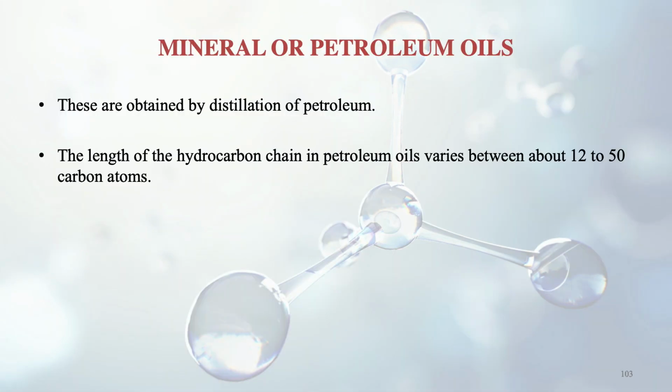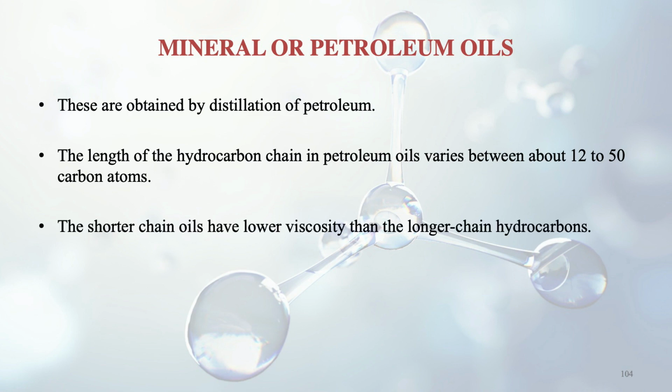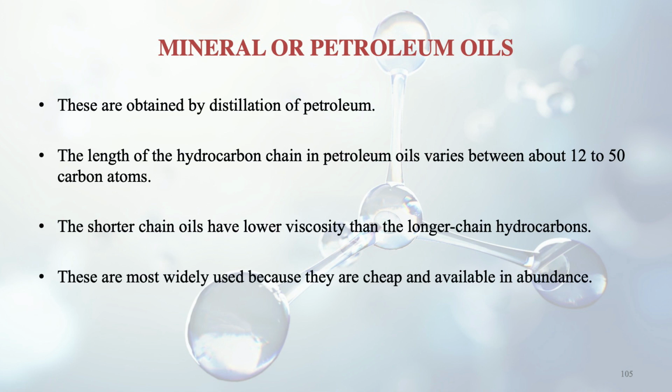We must have read in certain subjects, like in chemistry, there is the fractional distillation of petroleum. We get the petroleum products. So that is what the petroleum oils are. And the length of the hydrocarbon chain in petroleum oil actually varies between about 12 to 50 carbon atoms. So quite a lot of variation is there. Shorter chain oils have lower viscosity than the longer chain hydrocarbons, and these are most widely used because they are cheap and available in abundance.